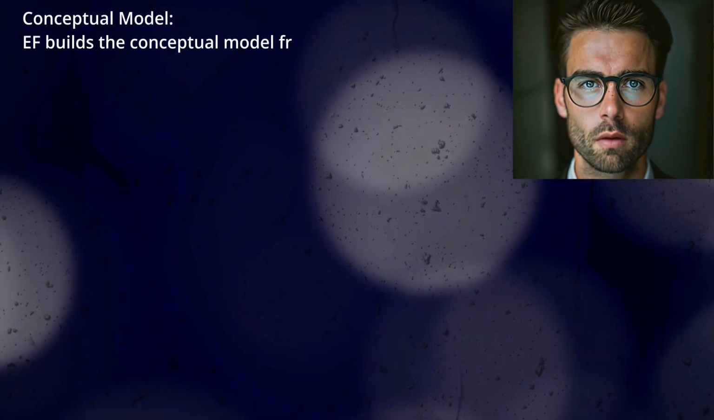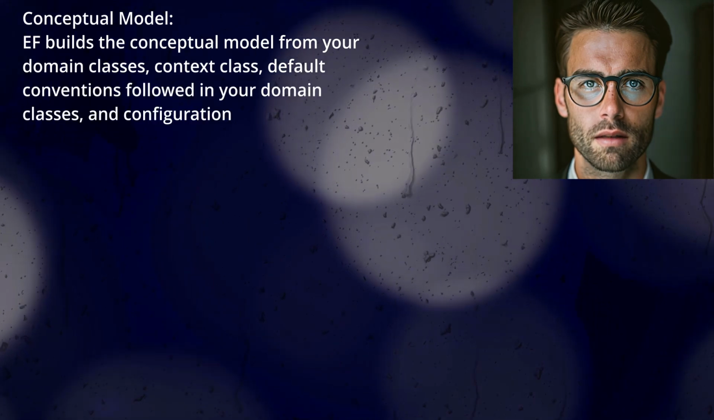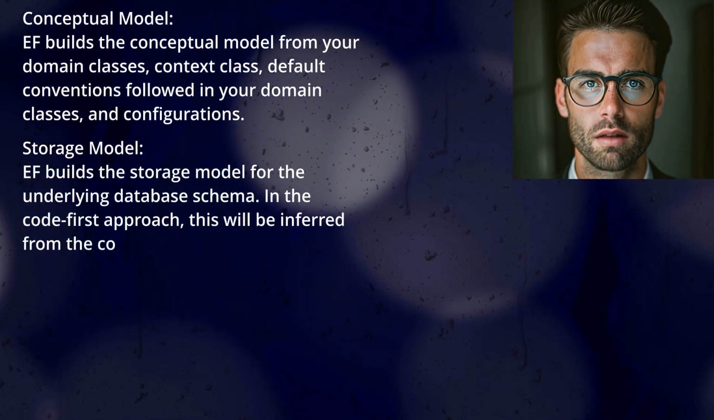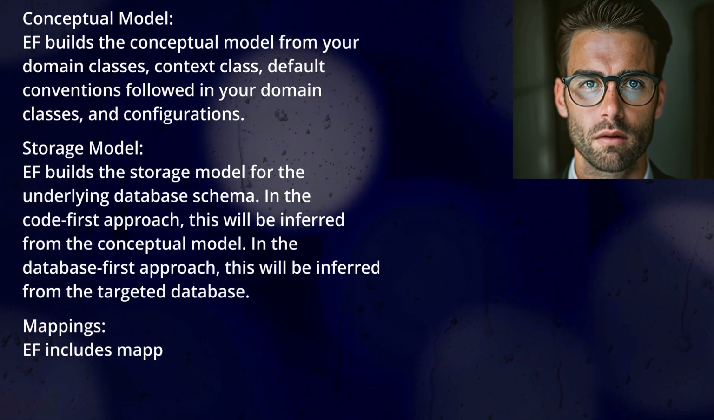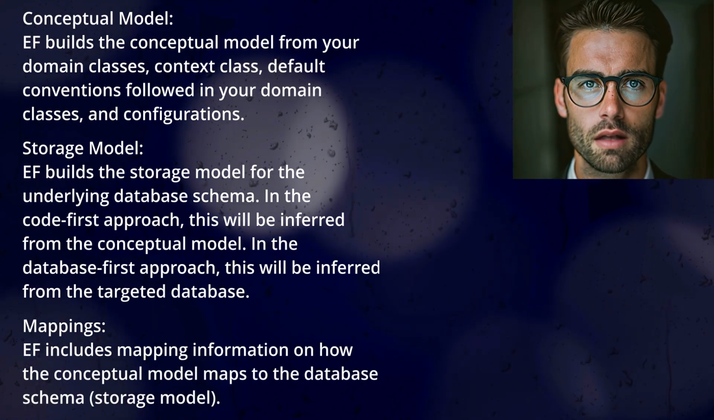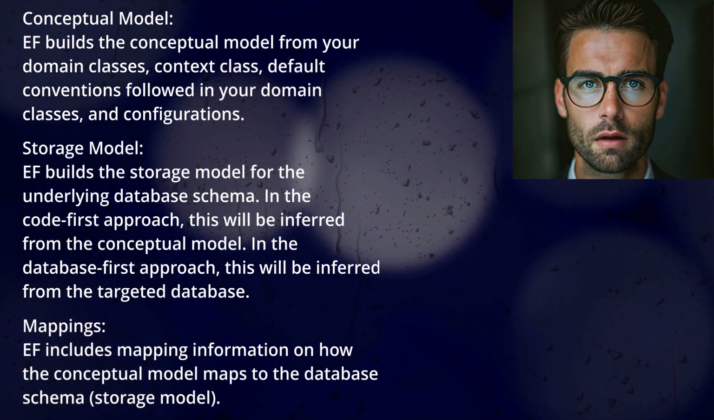The entity data model in EF Core consists of three main parts: the conceptual model, the storage model, and the mapping between them. The conceptual model represents your domain classes, while the storage model corresponds to the database schema. EF Core handles the mapping, ensuring your classes are accurately represented in the database.